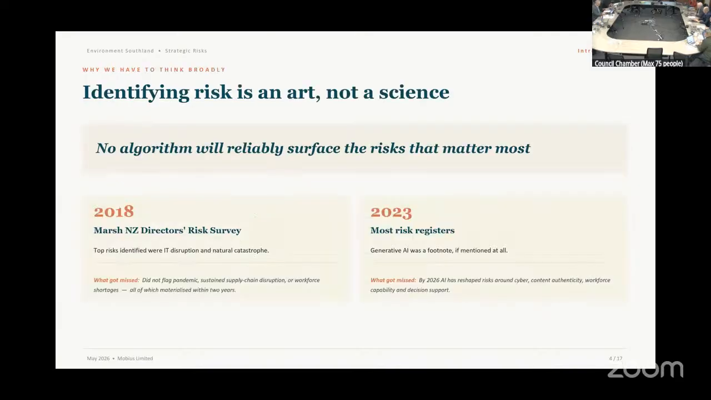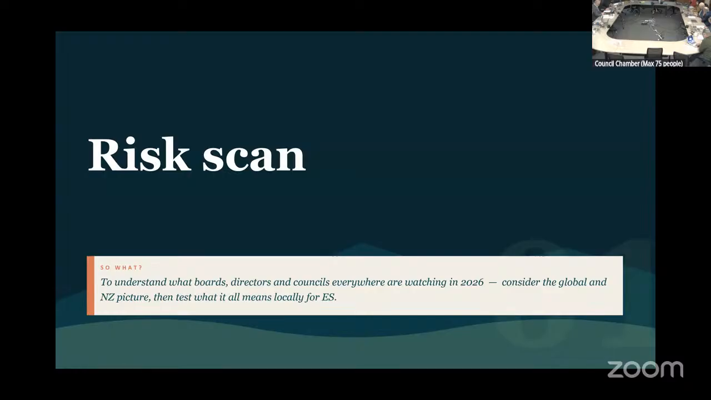It's also important to remember that identifying risk is an art, not a science. If you go back and look at the 2018 Marsh New Zealand Directors Risk Survey, it was talking about IT disruption and natural catastrophe. It missed the big risks that happened in the couple of years that followed, things like the pandemic and supply chain disruption. So it's important today to do our best, but know that these things do change and there is a need to adapt and respond as we go. Super high level.